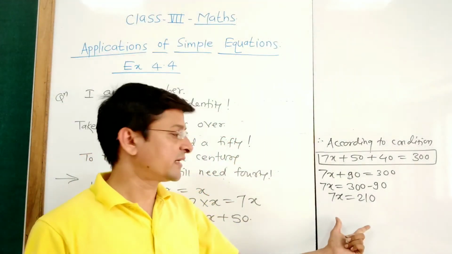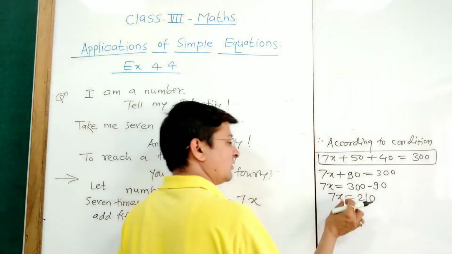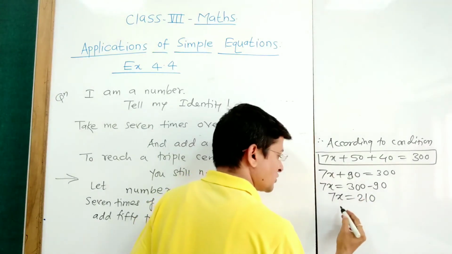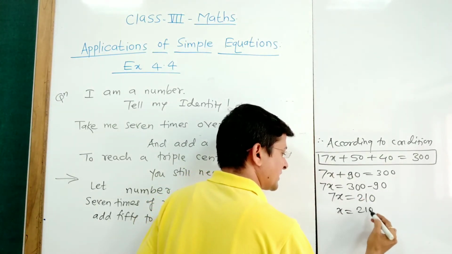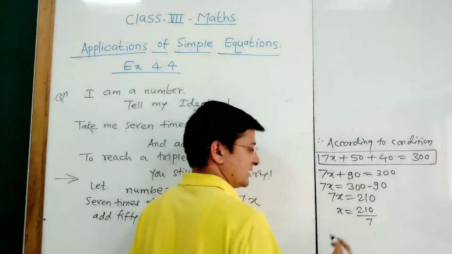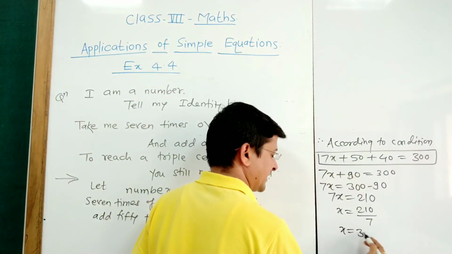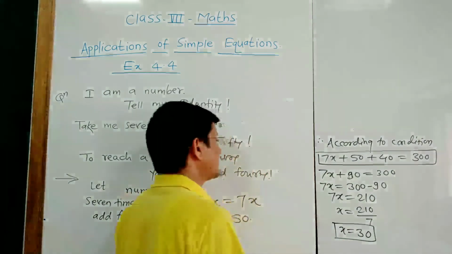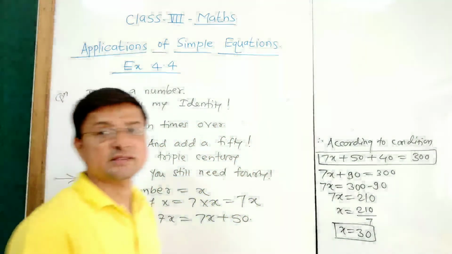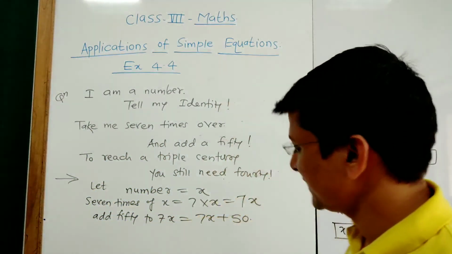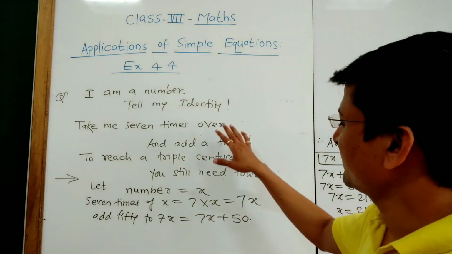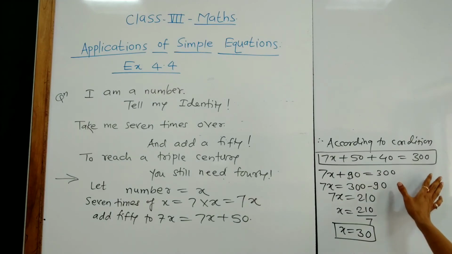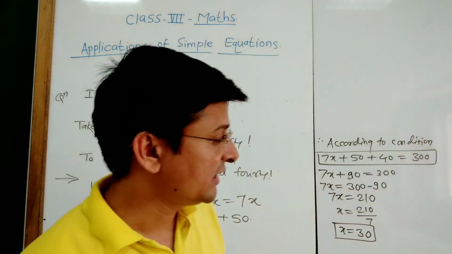7x equal to 210. Now to find the value of x, we shift this 7 from LHS to the RHS. So x equal to 210 divided by 7, and 210 divided by 7 is 30. So the number in the puzzle is x equal to 30. In this way, we read the sentence one by one and we set up the equation for the given problem, and then we find the solution of the equation.